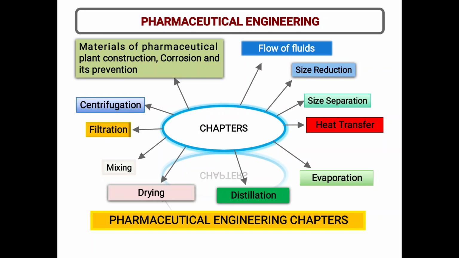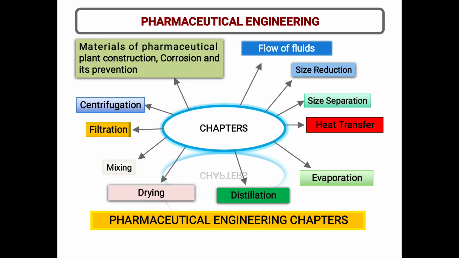And the last chapter is materials of pharmaceutical plant construction, corrosion and its prevention. Corrosion has two types, dry corrosion and wet corrosion. Corrosion occurring in absence of moisture is called dry corrosion, and corrosion occurring in presence of moisture is called wet corrosion. In materials of pharmaceutical plant construction, various types of material are used: stainless steel, aluminum, glass, plastic. These types of materials are used in plant construction. This chapter we study about that.